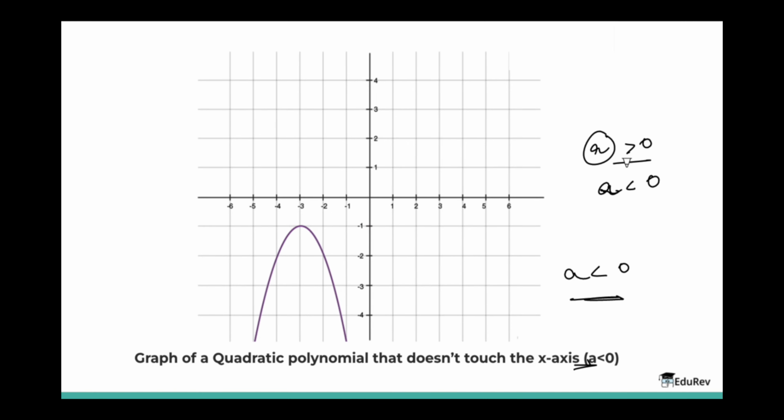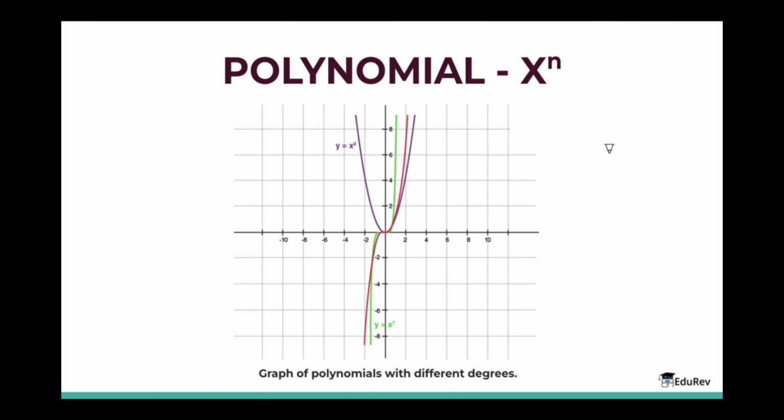So let's move forward and understand the graph of the polynomial x to the power n, where n is a whole number. As n increases, the graph becomes steeper or draws closer to the y-axis. If n is odd, the graph lies in the first and the third quadrants. If it's even, then the graph lies in the first and the second quadrants.